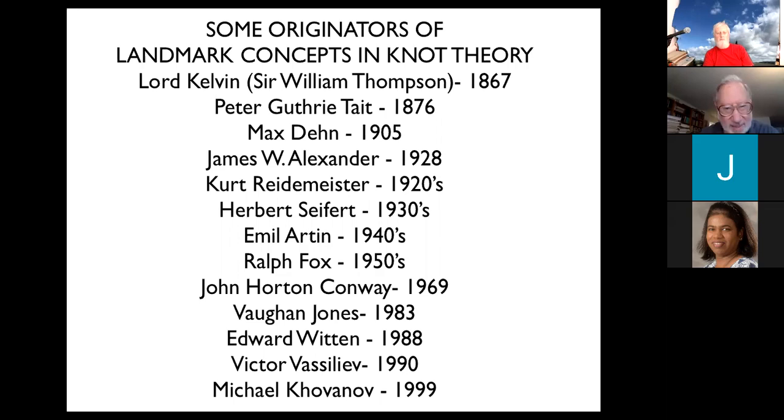Lord Kelvin is in some sense the originator of the knot tables at the very least, because he had the theory that atoms were knotted vortices in the luminiferous ether. And Peter Guthrie Tait and Kirkman and Little made knot tables for him. Dehn did some of the first serious work in knot theory using the fundamental group. Alexander wrote his paper about the famous polynomial in 1928. Kurt Reidemeister wrote the first book on knot theory. Seifert has already been mentioned here. And then we have some others: Emil Artin, Ralph Fox, John Horton Conway, Vaughan Jones, Edward Witten, Vassiliev, Khovanov, and of course others.